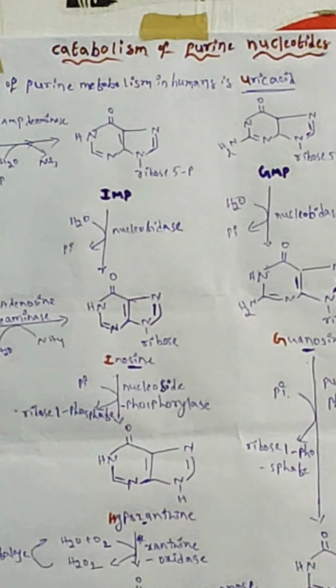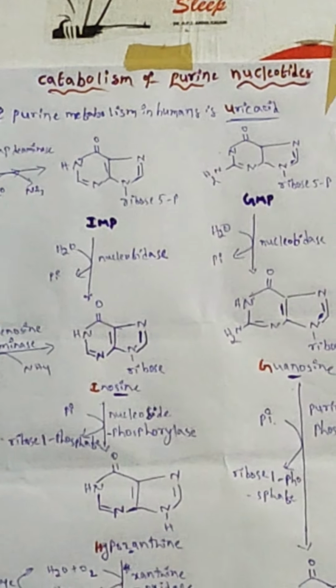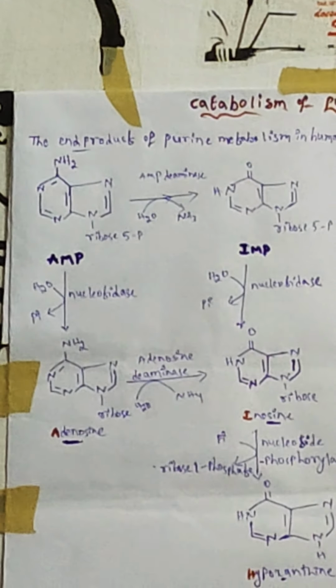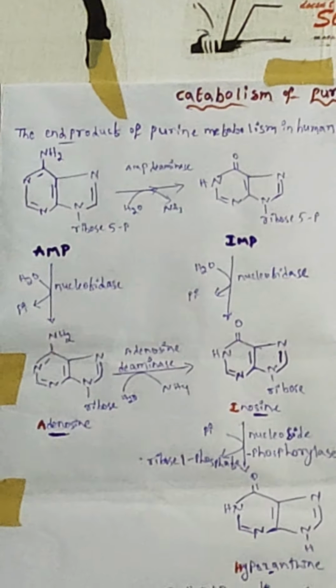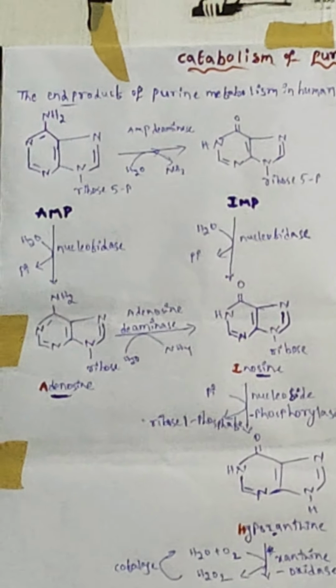Okay. Now the topic is catabolism of purine nucleotides. What are the purine nucleotides? Before, we have seen the biosynthesis of purine nucleotides. What are those? AMP and GMP. After forming AMP and GMP, how will they be degraded, how will they undergo metabolism, or catabolism? Okay, let's see.